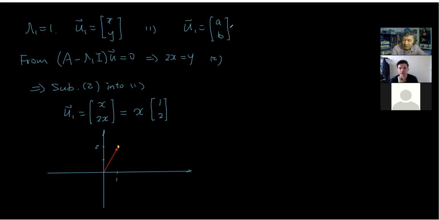Even if we use a, b, we can still solve it. We just replace them. If, for example, at the beginning I didn't use x and y to represent the two components, I can use any letter, a and b. So in this way, we can still solve that. This first eigenvalue would be equal to a. Can you see that?